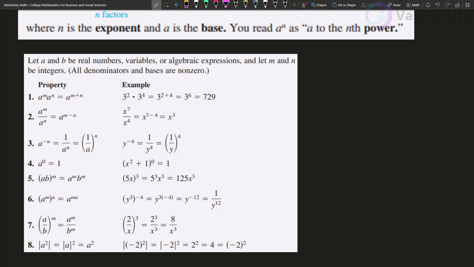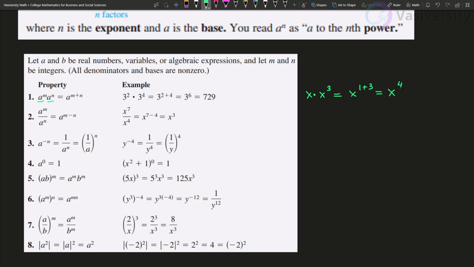We will have that property number one, if we're multiplying two numbers with the same base, right? Same base, notice. a is the base. So if we have the same base, we're going to have a to the power of m times a to the power of n. That's going to be the same thing as a to the power of m plus n. So if we have, let's say, x to the power of 1, or just, we usually write just x, times x to the power of 3, that would be x to the power of 1 plus 3, which is equal to x to the power of 4.